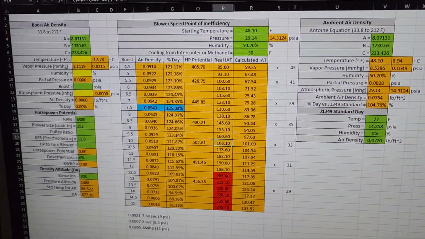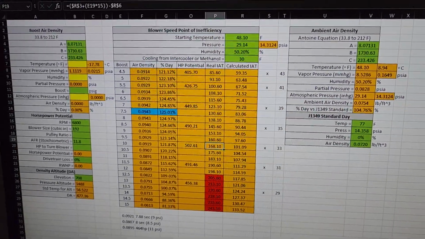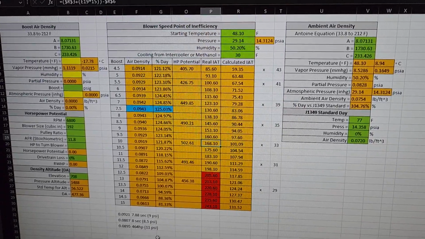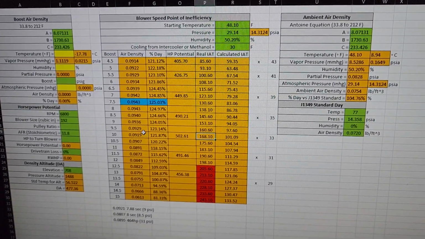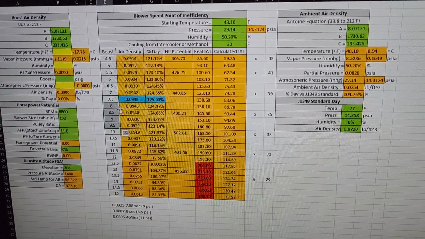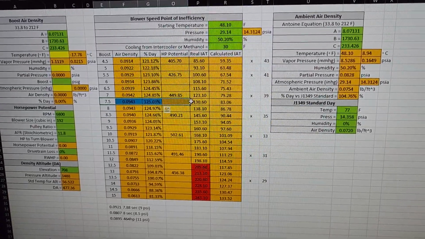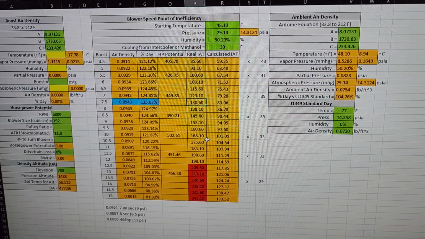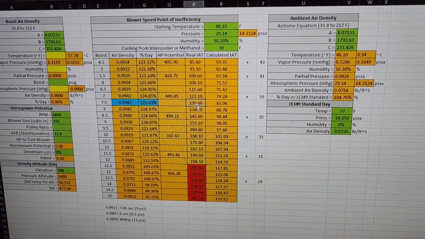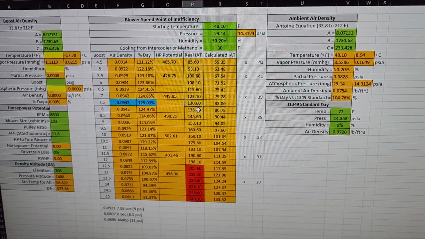So anyway, this is something easy you can make and basically determine what blower speed you need to run to be safe, because this is a very safe area here. 130 degrees is really the best place to be. Anything more than 130 degrees, you got to start pulling timing.